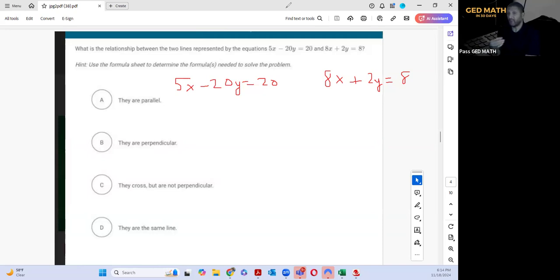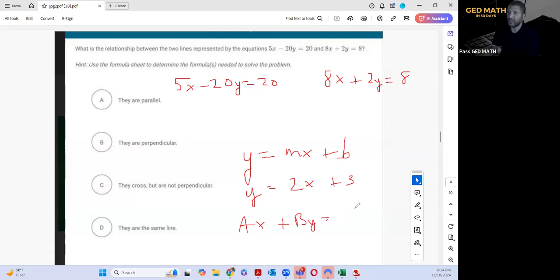There are several forms you need to be familiar with. The first one is slope-intercept form: y equal mx plus b. So y equal 2x plus 3 is an example of that. Standard form is ax plus by equals c. So 2x minus 3y equal 9 is an example of that. You must be able to differentiate between those forms of a linear equation. That's very important. So right away, you should see that both of these equations are in standard form.